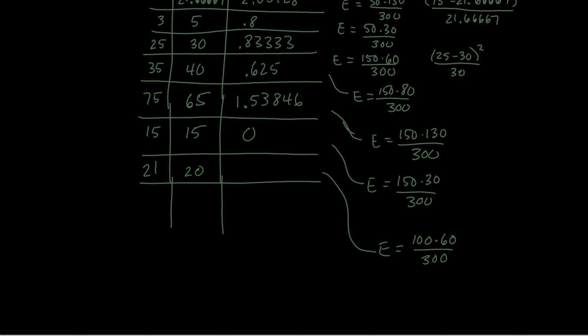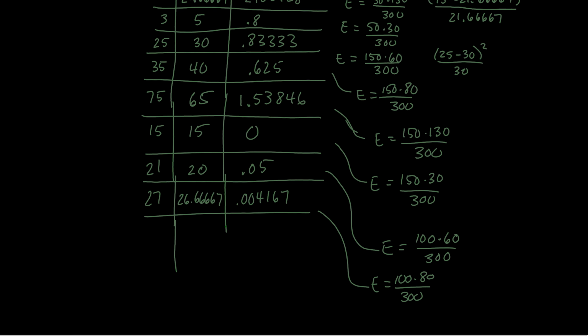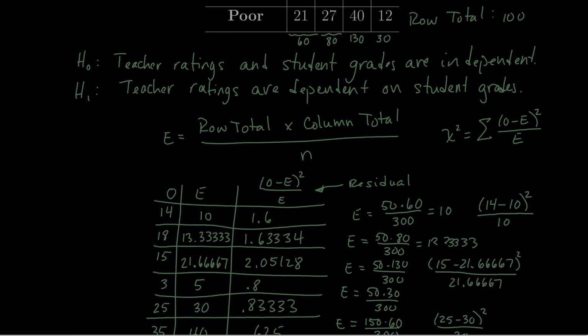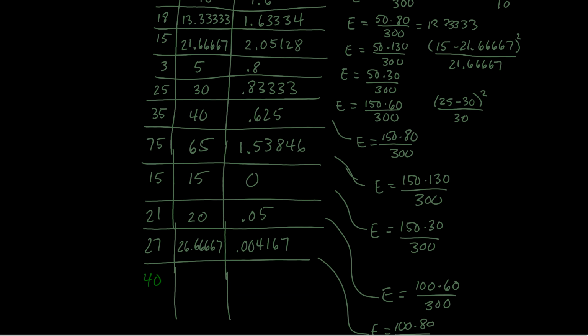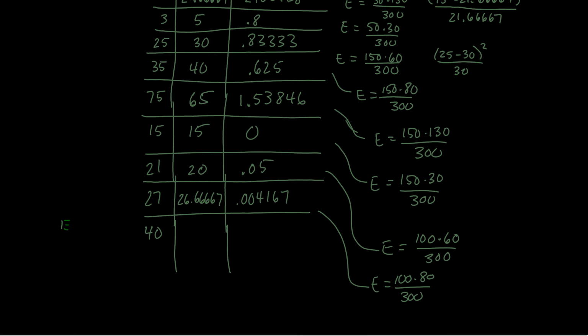Next, we have 40 with the row total of 100 and a column total of 130. So we have row total 100, column total 130, divided by 300. So we get here about 43.3 repeating, with the residual 40 minus 43.33333 squared divided by 43.33333. This gives us a residual of about 0.25641.